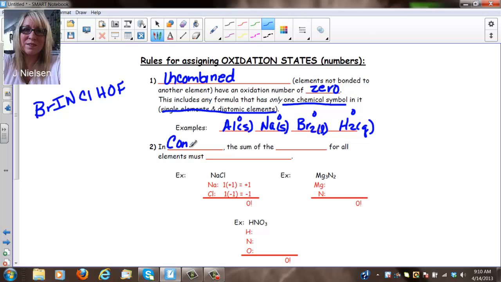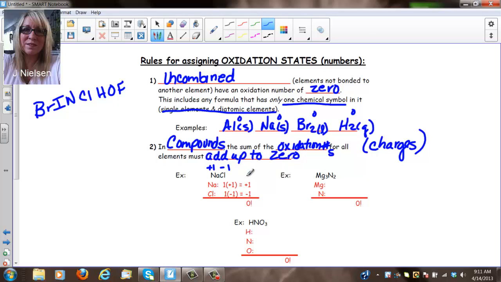In compounds, the sum of the oxidation numbers, I'm just going to put the number sign, numbers, and what I mean by this, charges, for all elements must add up to 0. And I'm going to show you how this works right now. So we have NaCl, and in NaCl we have one Na, and it has a charge of +1. I get that from the periodic table, and we know that the sum of the charges between Na and Cl have to add up to 0.